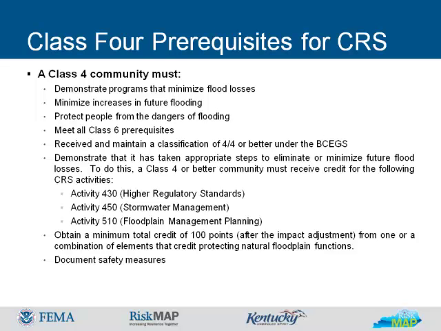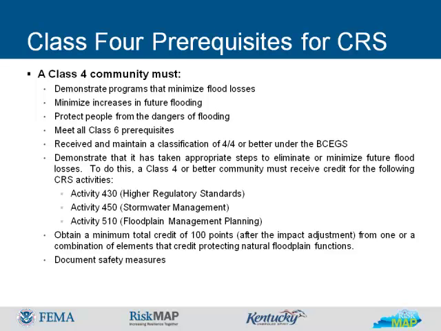The community must have adopted and be implementing a floodplain management plan that receives at least 50% of the maximum credit under Activity 510. Obtain the prerequisite points from one or a combination of the following elements that credit protecting natural floodplain functions: natural functions of open space, prohibition of fill, additional map data natural functions layer, managing the volume of stormwater runoff, low impact development, watershed management plan, erosion and sediment control, water quality, and a natural floodplain functions plan.